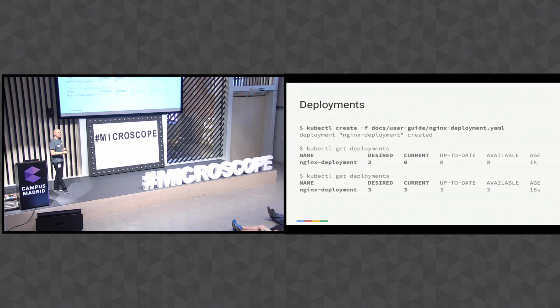And this is something that you can see everywhere in the command line. Like here, desired status 3 pods, current status 0. And at some point, when you ask for that same command again, tell me the current status of my deployments, desired state 3, current state 3.